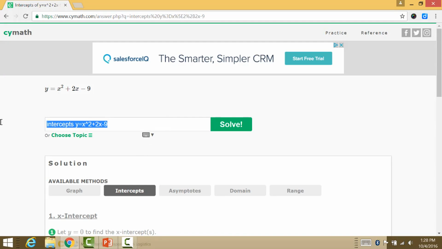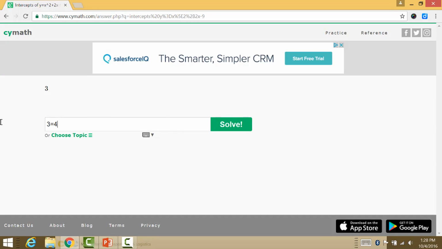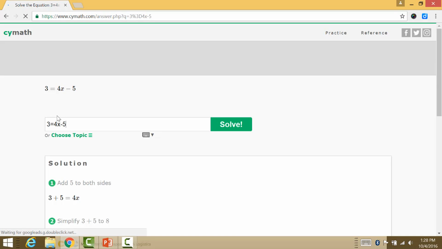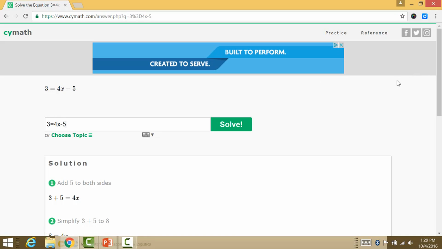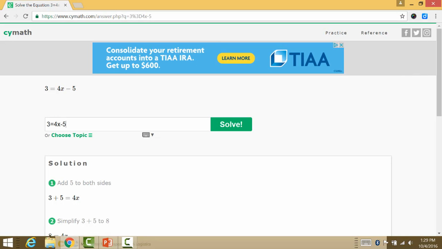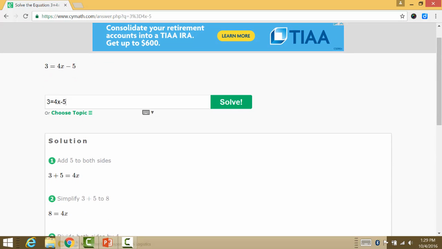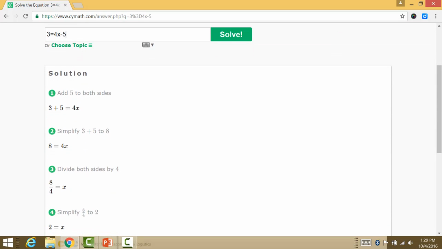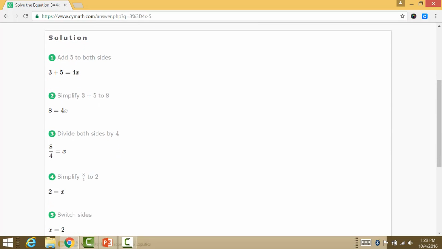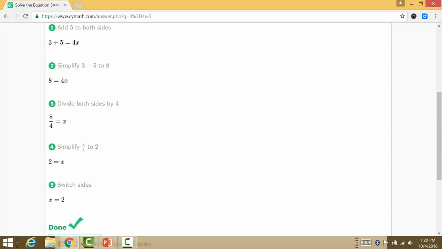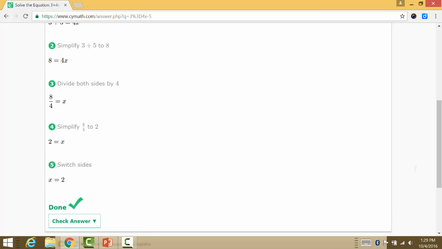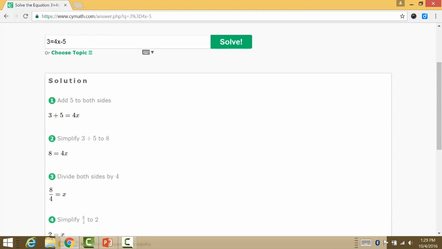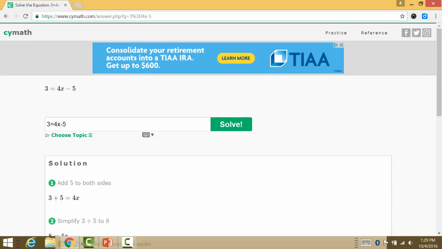So we're going to type 3 equals 4x minus 5. After it solves this, it's going to walk you through how it gets to the solution. It adds 5 to both sides, it simplifies 3 plus 5 to 8, and then it divides by 4. This simplifies to x equals 2. It does this for all sorts of different algebra, and it can be very helpful if you're struggling with understanding how the algebra is working behind the scenes.